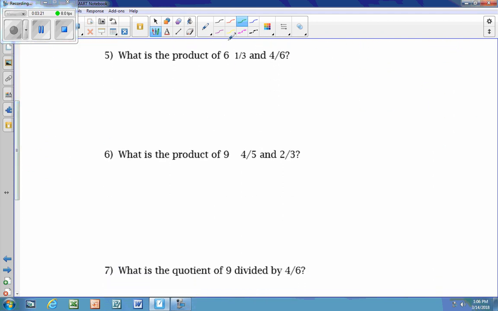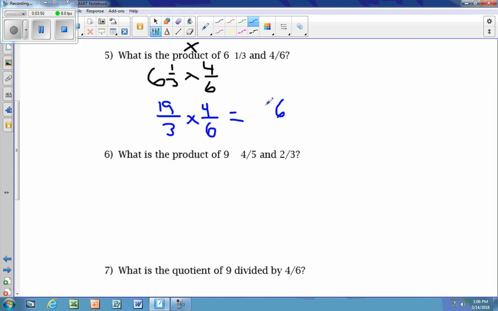Next, we have the product. Product, once again, means to multiply. The product of 6 1/3 times 4/6. I cannot leave it as a mixed number. I have to make it improper, which would be 19/3 times 4/6. I don't make common denominators when I'm multiplying. That's when I add and subtract. So 19 times 4 is 76 over 18. I can't leave it like that.